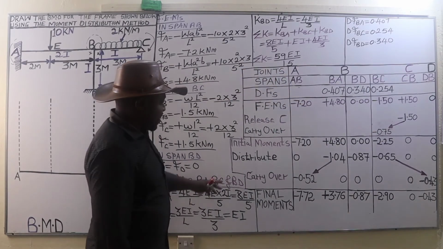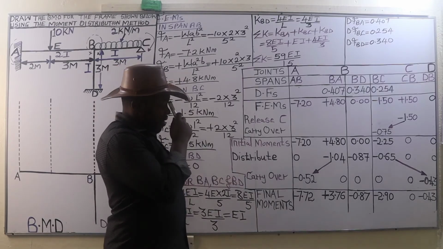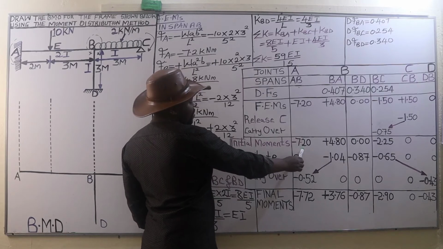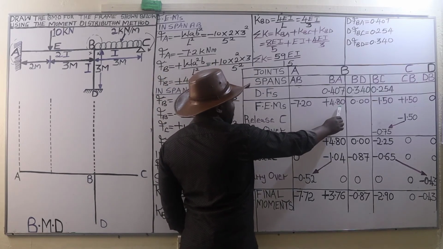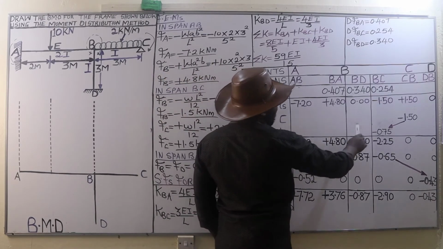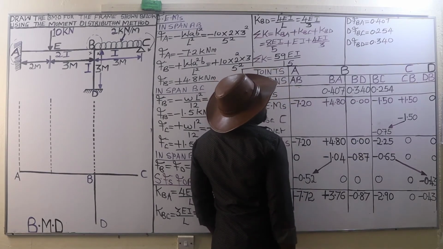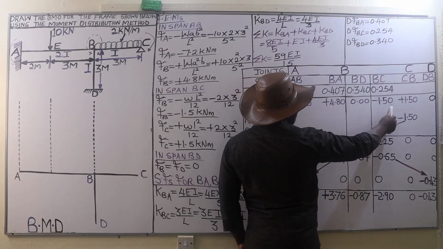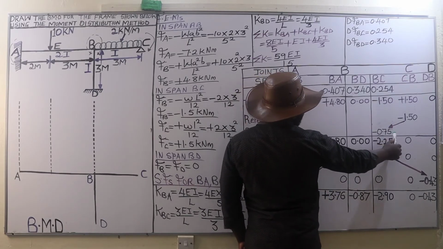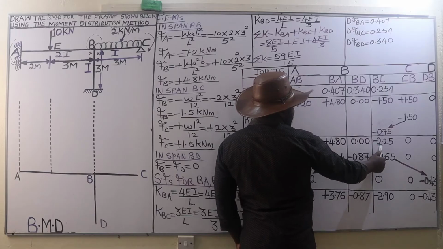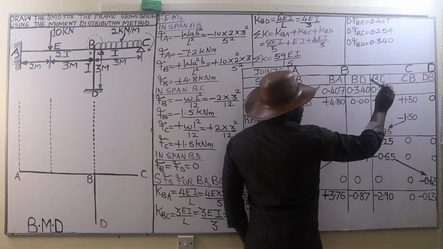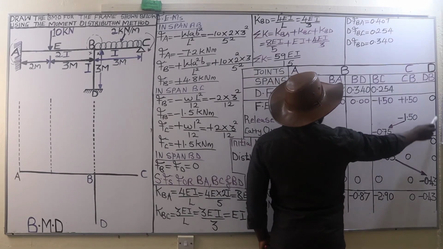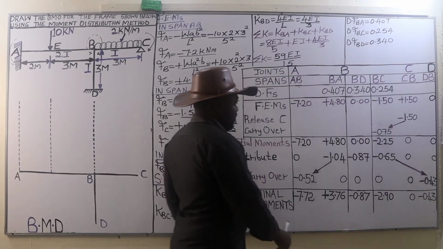And then next, we can now have the initial moments. Here we have negative 7.20, we write it there. Positive 4.80, we write it down here. We got 0 on member BD. On member BC, we are going to add negative 1.50 plus negative 0.75, which is negative 2.25. Then on member CB, 1.50 minus 1.50, that is 0. And then on member BD, we got a 0.